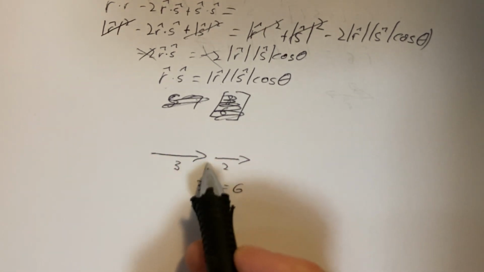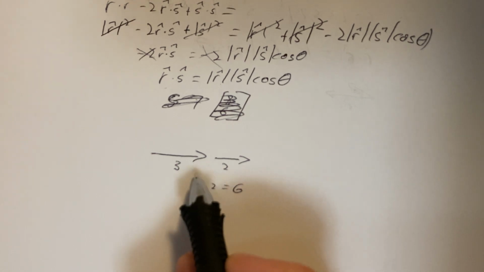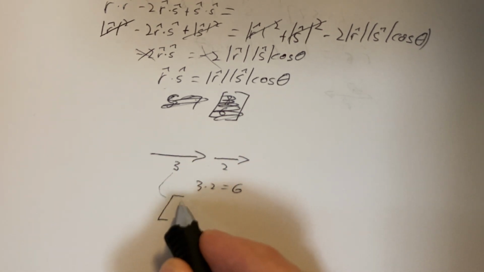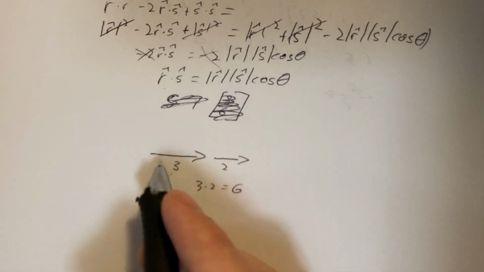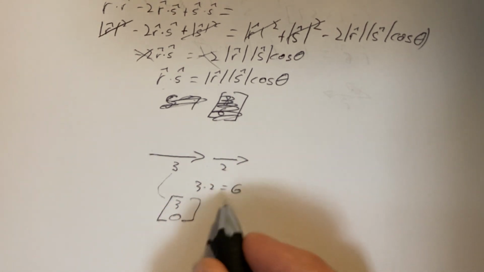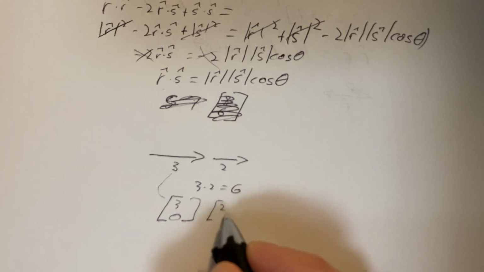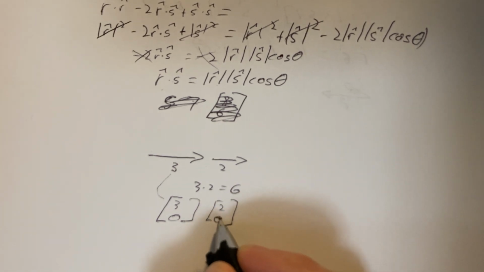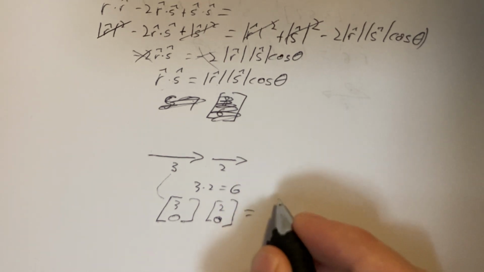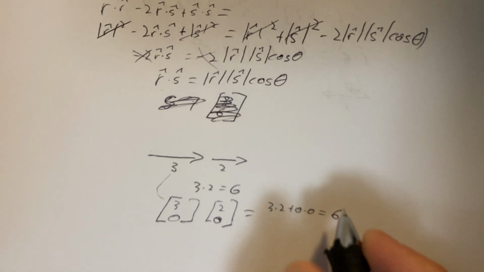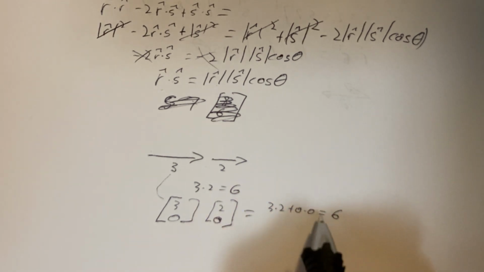So if we were to express these as two-dimensional vectors each, where this vector's horizontal component is 3 and its y component is 0, because it's not going in the vertical direction. And this vector, again, is 2 in the horizontal, 0 in the vertical component. If we dot product those, we get 3 times 2 plus 0 times 0. It's kind of obvious. It's all on the horizontal dimension.